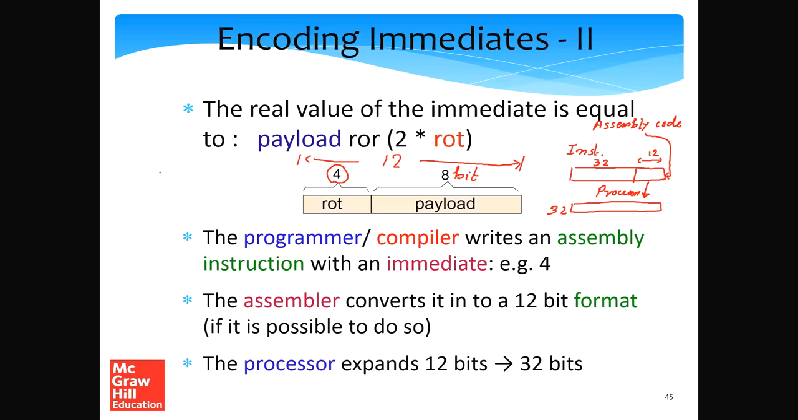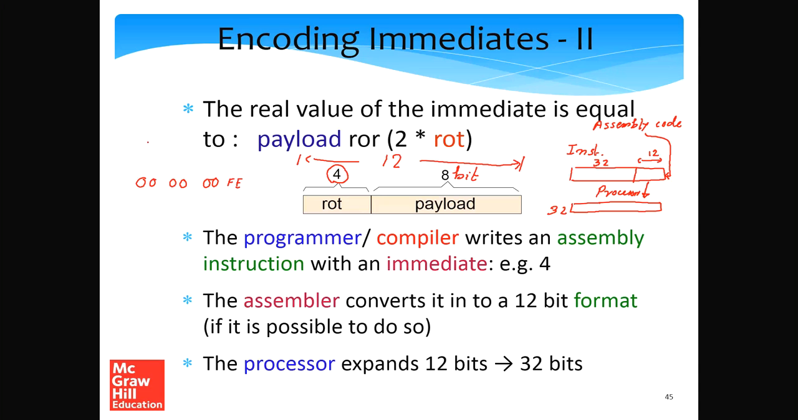Let's consider an example. Let us consider 2 hex digits. 1 hex digit is 4 bits, so 2 hex digits are 8 bits. So let us consider a 32-bit number and a payload of the form, let's say, FE.